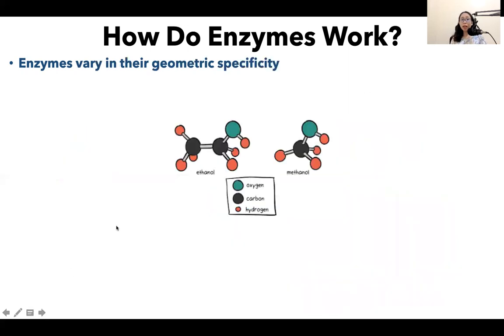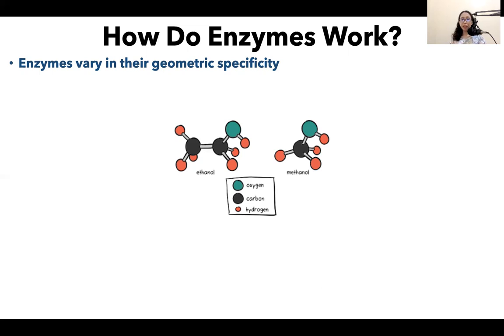Enzymes also vary in their geometric specificity. Some enzymes bind only one substrate. Some enzymes can bind two or more related molecules, like your alcohol dehydrogenase. This is the enzyme that can catalyze the conversion of methanol and ethanol into their corresponding aldehyde.